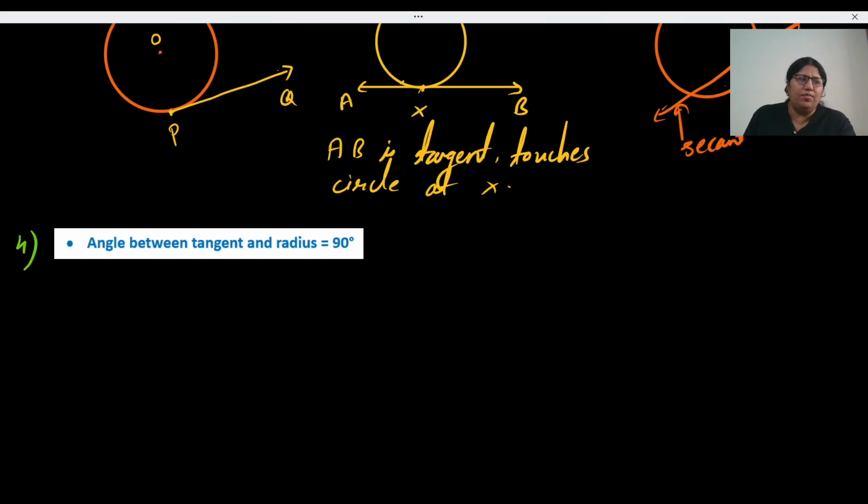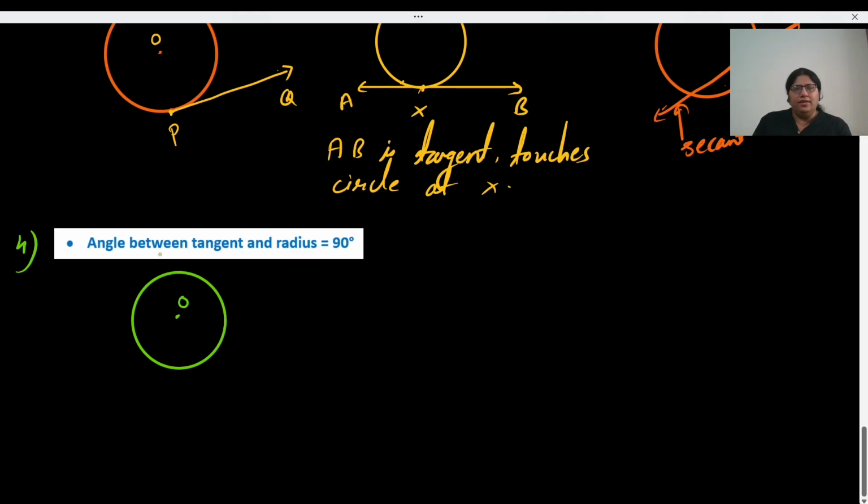This is your theorem number 4. Now what is written here? The angle between tangent and radius is always 90 degrees. So first, if I take a circle, there is a center. What is written? Tangent and radius. So first you draw a tangent.